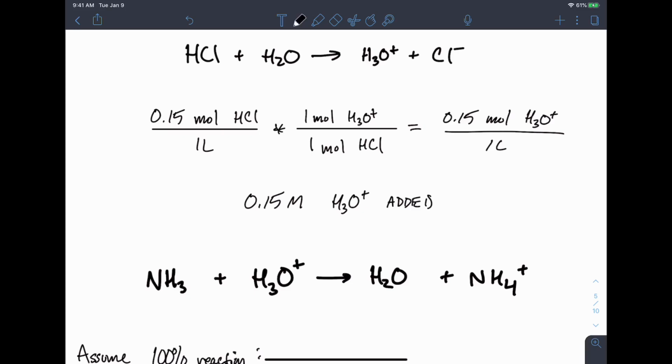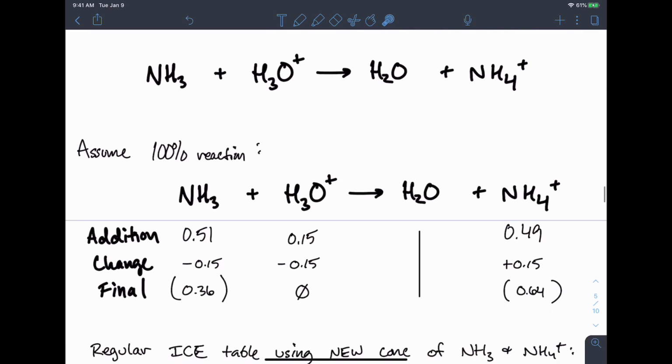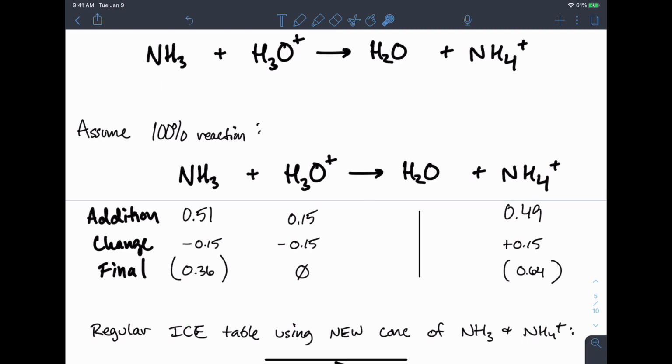So when we add our acid in, we will be consuming the ammonia and producing some ammonium. And so what we're going to do is assume that we have 100% reaction of that strong acid, and when we do that, we're going to set up a kind of a funky ICE table.